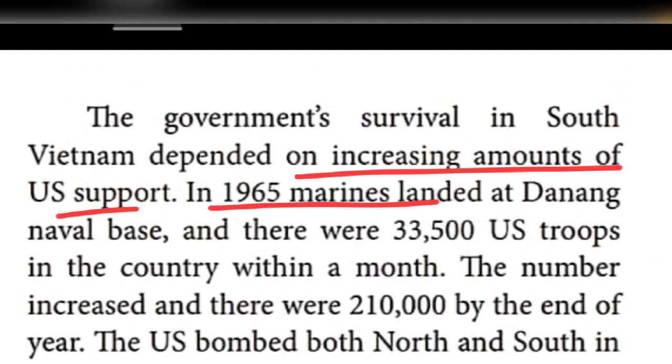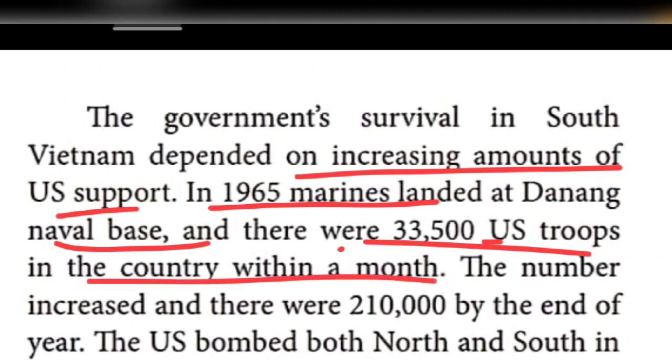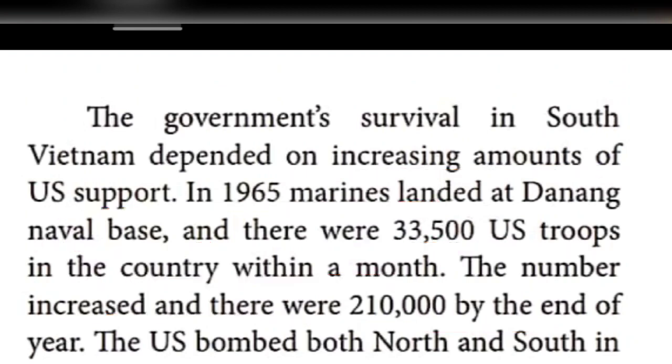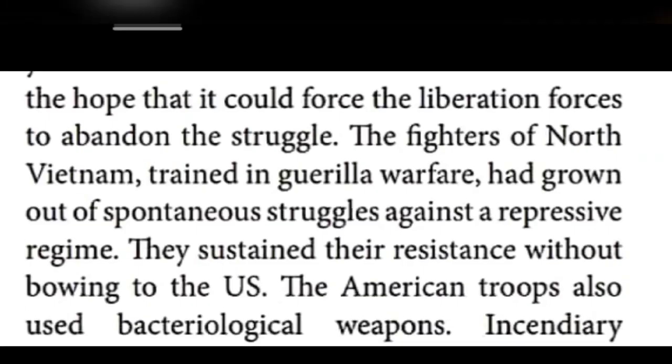Marines, in the sense ships, landed at Da Nang. Okay, Da Nang naval base, and there were 33,500 US troops in the country within a month. So the number increased to nearly 210,000 by the end of the year. The US bombed both North as well as South Vietnam. Now both North as well as South Vietnam. So what they thought in the initial stage was that the Americans would totally demolish, otherwise destroy, the liberation forces.